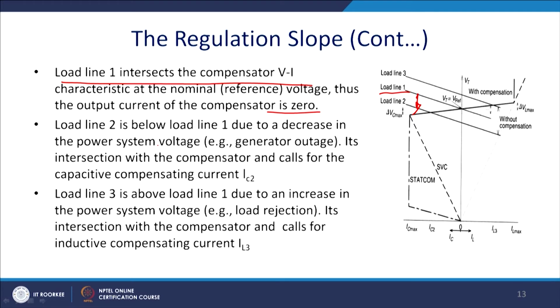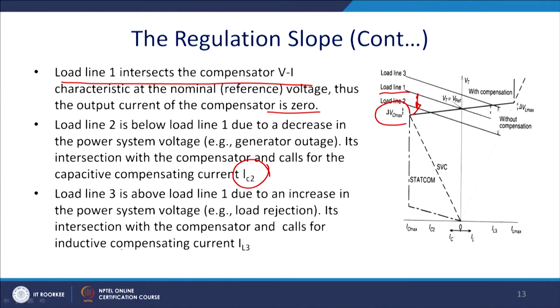It interacts with the compensator and calls for the capacitive compensation of current IC2. So, there will be some current, it will be the difference. Same way, if there is a voltage swell and load line 3 is above load line 1 due to the increase in the power system voltage, maybe due to load rejections, the intersection with the compensator calls for the inductive compensation of current IL3. So, there will be some amount of extra current that will come.